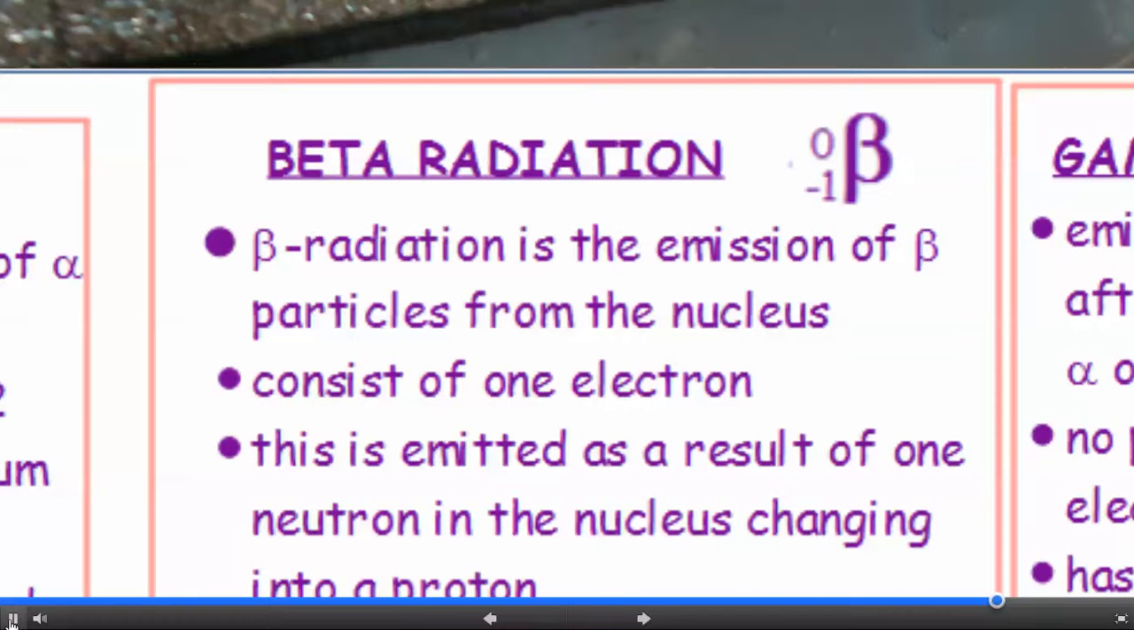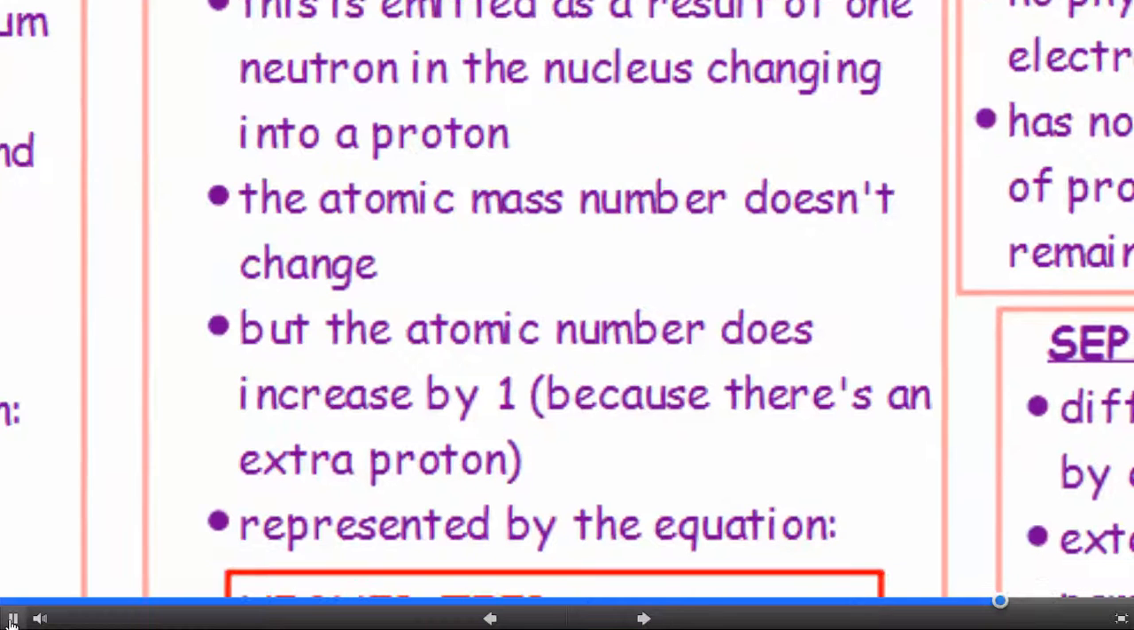Beta radiation. Now, this is the emission of beta particles from the nucleus, and beta particles consist of 1 electron. Now, this is emitted as a result of 1 neutron in the nucleus changing into a proton. Now, the atomic mass doesn't change because a neutron has the same mass as a proton, but the atomic number does increase by 1 because there's an extra proton.